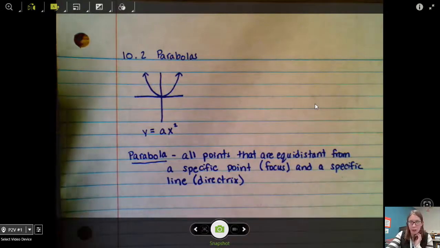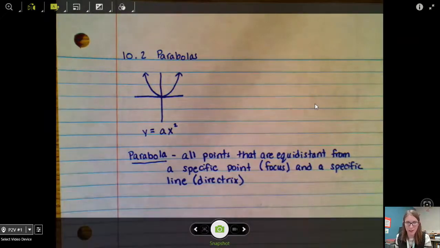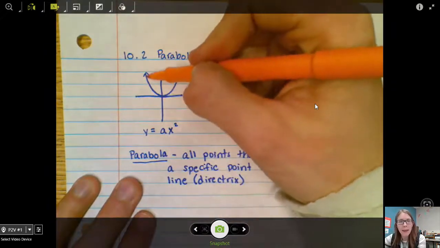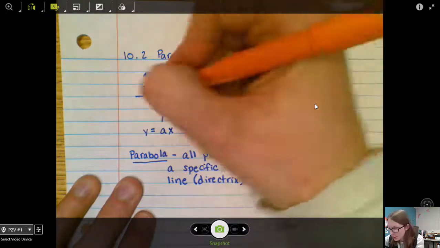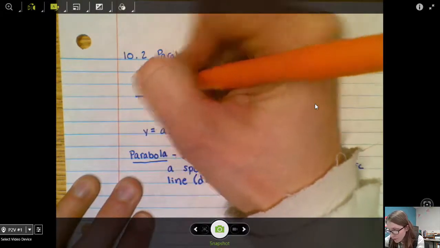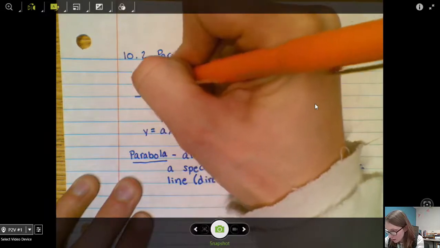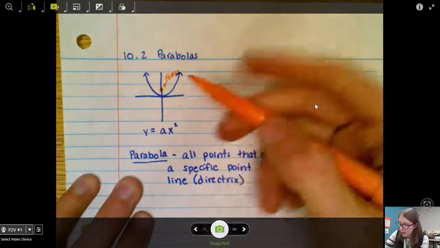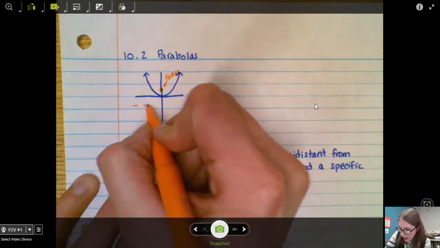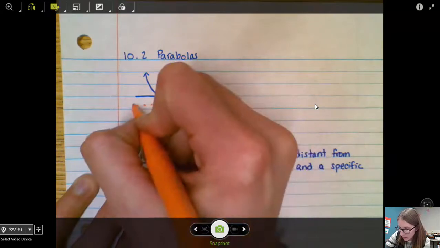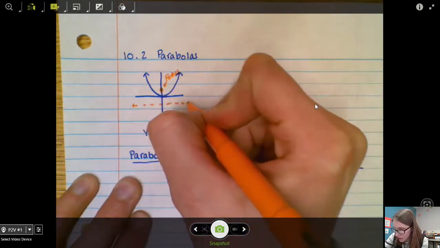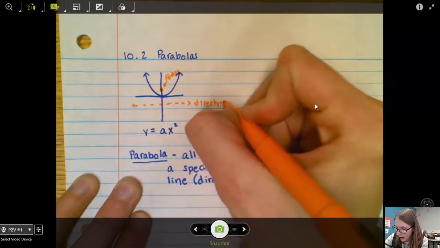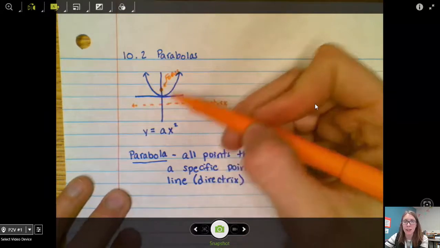So adding to my diagram here, here's my classic parabola. Based on the equation of the parabola, we can find the location of this specific point, our focus, and that specific line, the directrix. So this is supposed to be horizontal. But any point on this parabola is the same distance away.